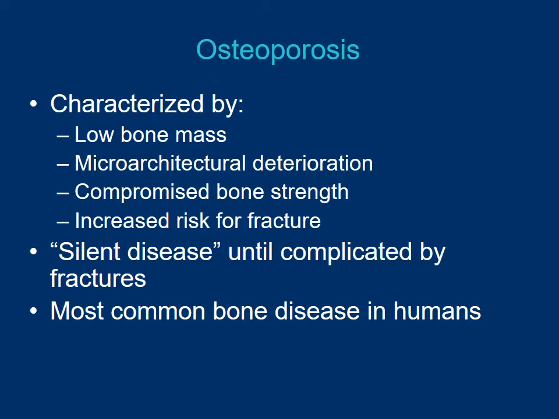So what's osteoporosis? Osteoporosis is characterized by low bone mass and microarchitecture deterioration, which leads to compromised bone strength and eventually increased risk for fractures. However, osteoporosis is a silent disease. It's an asymptomatic disease, which may be complicated by fractures. Maybe the first presentation is fractures, pathological fractures, even with no trauma, or traumatic fractures. And as we said before, it's the most common bone disease in humans.